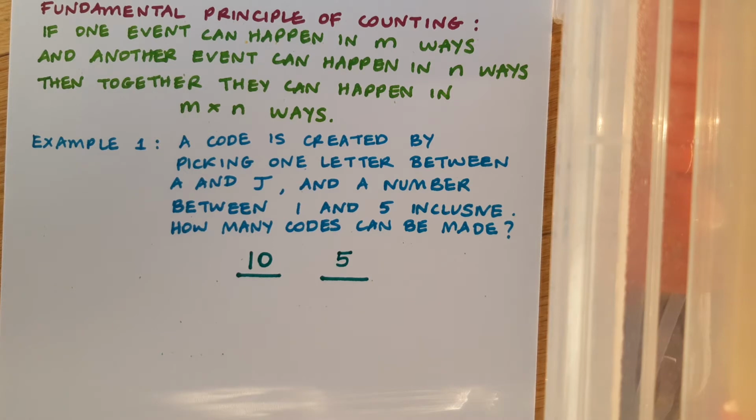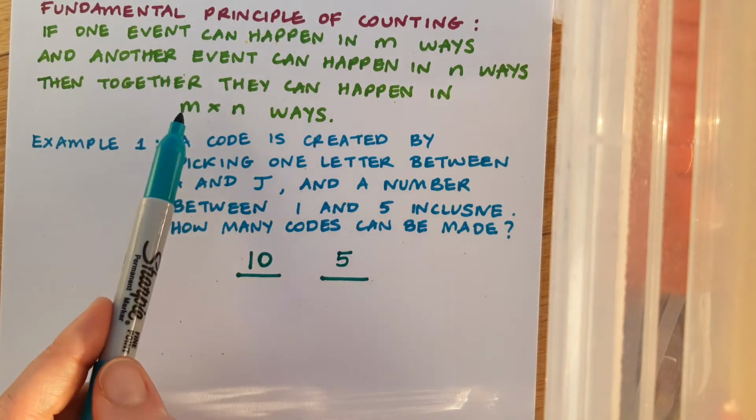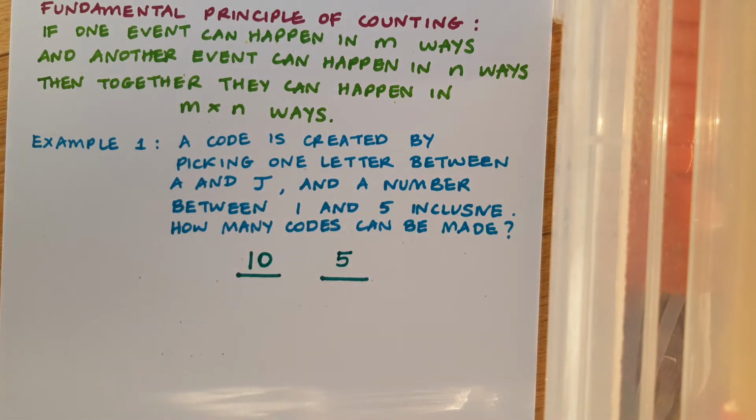And then I want to know how many codes I can make, so I want a letter and a number. So together, the events can happen in m times n ways. Well, I'll just multiply 10 by 5, and there are 50 possible codes that I can make.